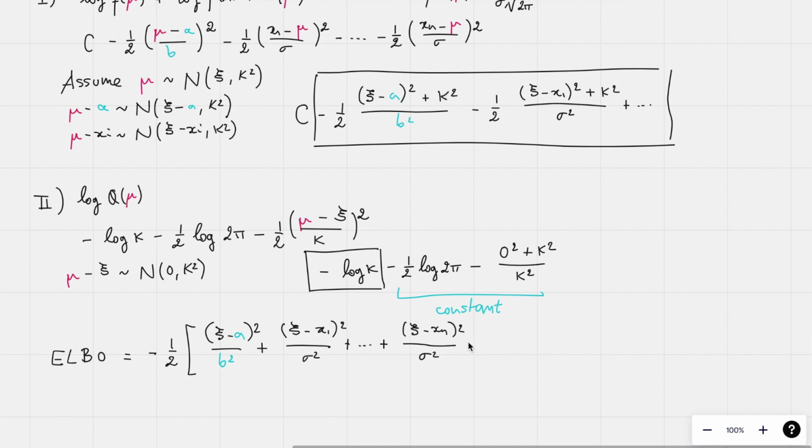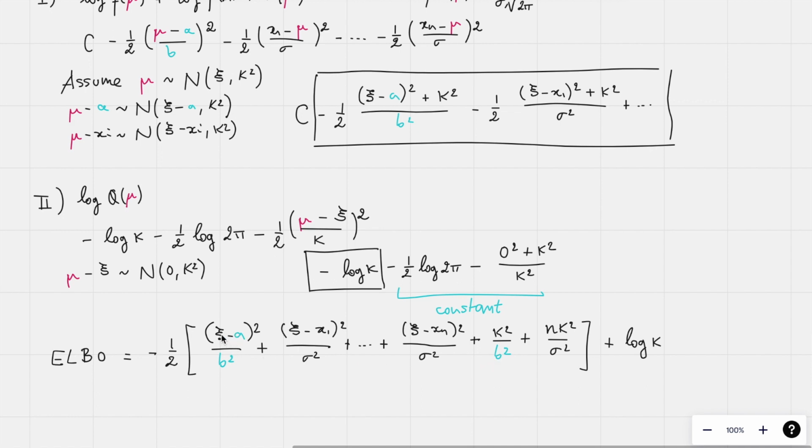and finally I have the terms in kappa squared that are here, so I have 1 kappa squared divided by b squared here, plus n terms kappa squared like this, so n times kappa squared divided by sigma squared. So that's what I got here from term number 1, and minus term number 2, this is plus log of kappa here. So that's the ELBO, and this is what I have to maximize.